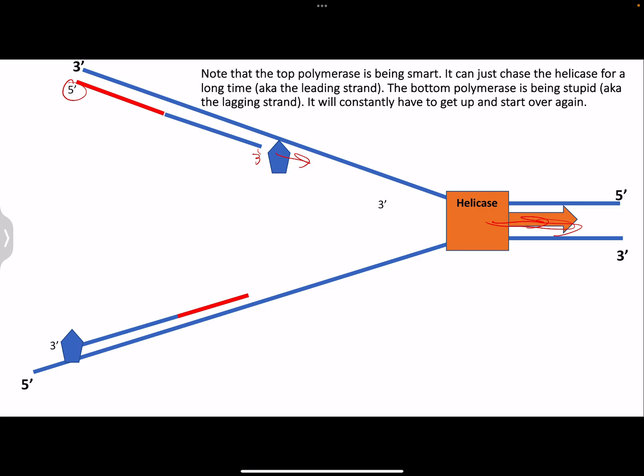We're going to have the lagging strand, which is going in this 5' to 3' direction. It's going to be moving in the opposite direction. So it's kind of stupid. It has to keep stopping and starting. So let's see exactly what I mean.